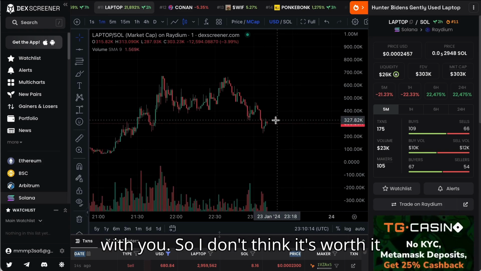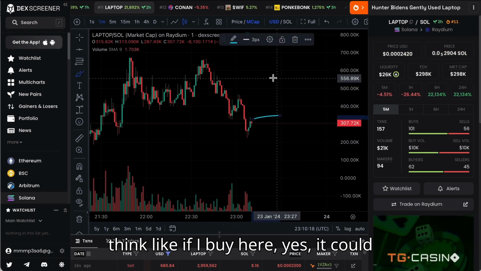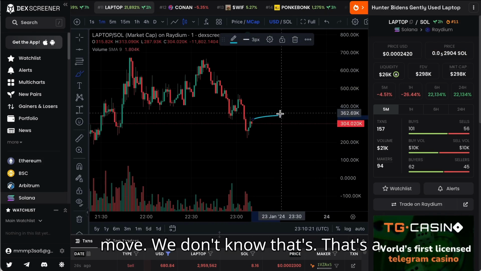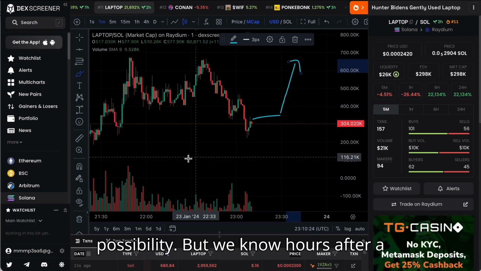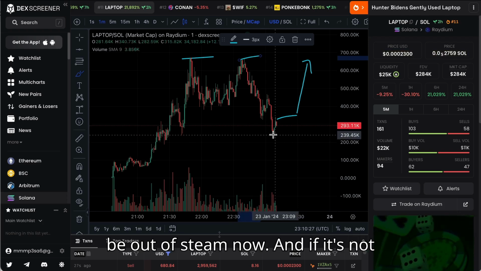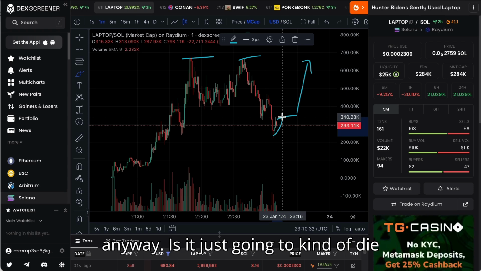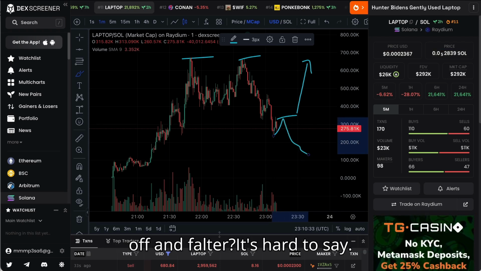So I don't think it's worth it from ROI, because you have to always think, like, if I buy here, yes, it could shoot up a little bit. It could even moon. We don't know. That's a possibility. But we know hours after a launch it's at 2 double tops here. It might be out of steam now. And if it's not going to do any new marketing or anything interesting, there's not much liquidity anyway. Is it just going to kind of die off and falter?